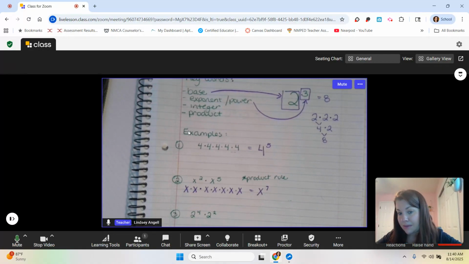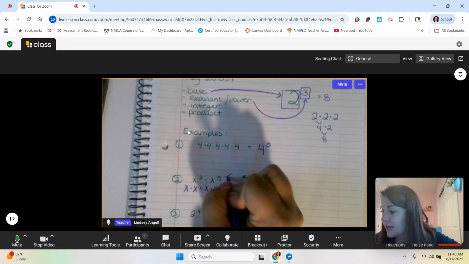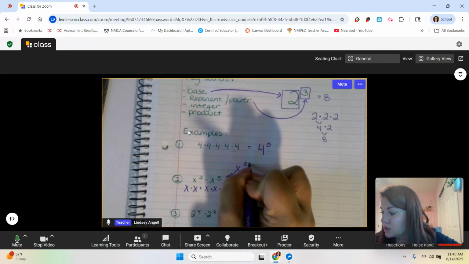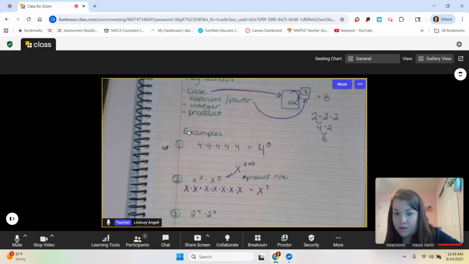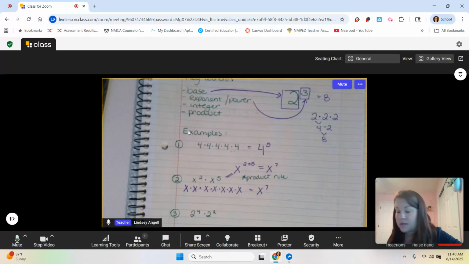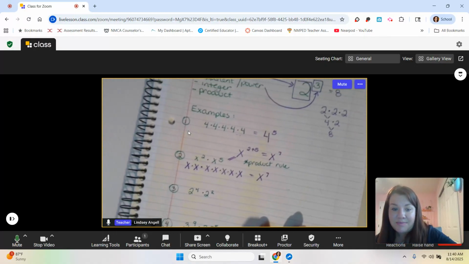Let me take it a step further though. Couldn't I rewrite this then as x to the 2 plus 5? Right? Which is also equal to x to the 7th. All those are the same thing. Pretty cool, right? So I can do the same thing.